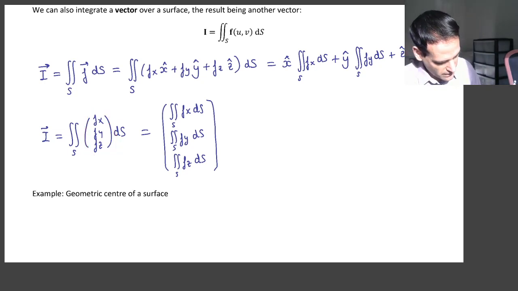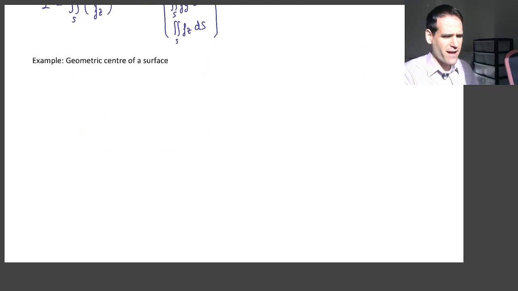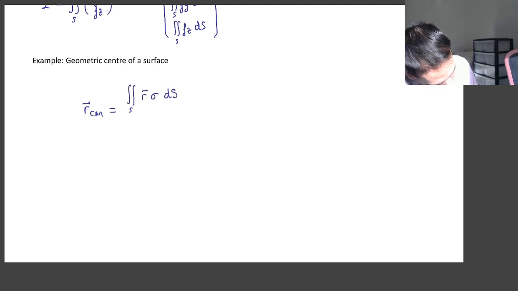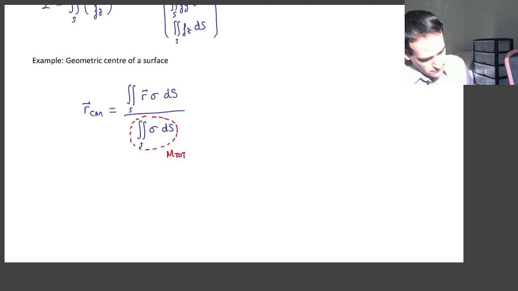As an example, I can write here the center of mass for a surface. So you know that the position for the center of mass of a surface is given by the surface integral of r times the surface density times dS divided by the surface integral of the surface density times dS, and this here is the total mass of the surface. Okay, and as you know, this will be equal to 1 over the total mass.